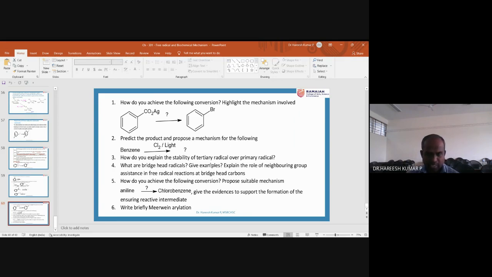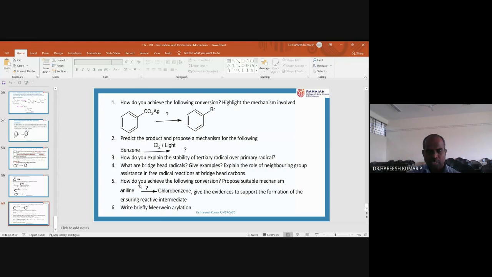What are bridgehead radicals? Give an example and explain the role of neighboring group assistance in free radical reactions at bridgehead carbons. So here two questions are combined. One is the bridgehead radical, where you have to give an example, and at the same time it is also asking about neighboring group participation in bridgehead carbon formation.